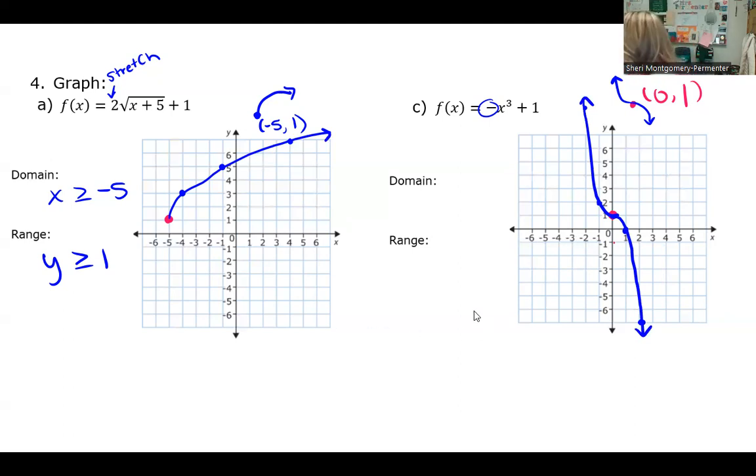Guess what? What do we know about odd functions? What do we know about their domain and their range? How far up and down do I go? All real numbers. How far left and right do I go? All real numbers. So when you are doing a cubic, easy peasy. All real numbers for both. Goes up forever, goes down forever, goes left forever, goes right forever. It's all real numbers for both of them.